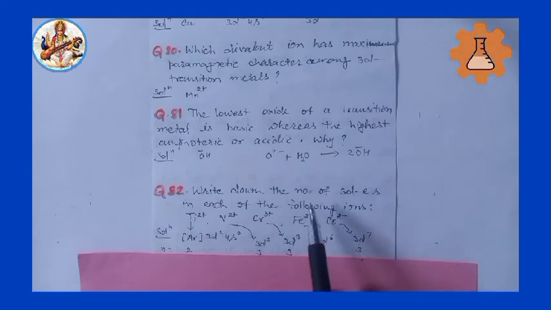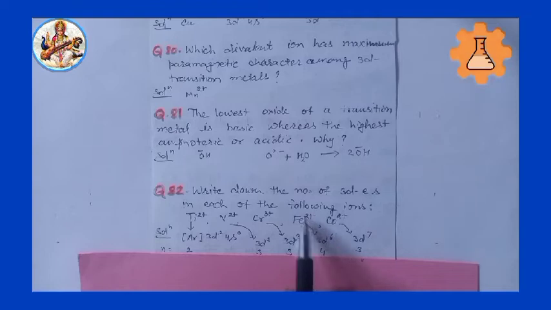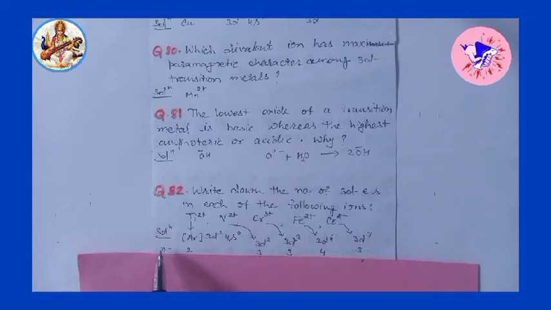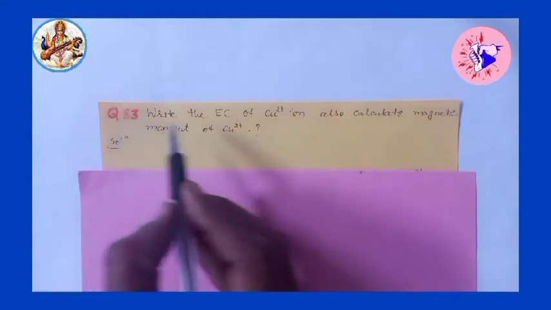So, the total number of 3d electrons in each of the ions are 2, 3, 3 in Fe2+, 6, and in cobalt 2+, 7, and the number of unpaired electrons are 2, 3, 3, 4, 3 respectively.